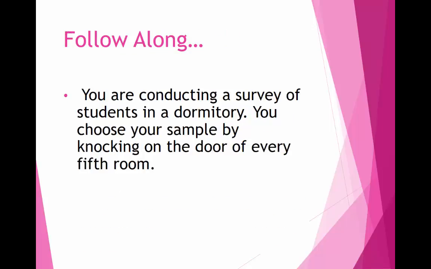You are conducting a survey of students in a dormitory. You choose your sample by knocking on the door of every 5th room. Choosing every 5th room makes this a systematic sample. The sample may be representative as long as the students were randomly assigned to rooms. If they are not, then bias could creep in. For example, if the dormitory is only of all freshmen, then we don't have a representative sample of the entire population of students.